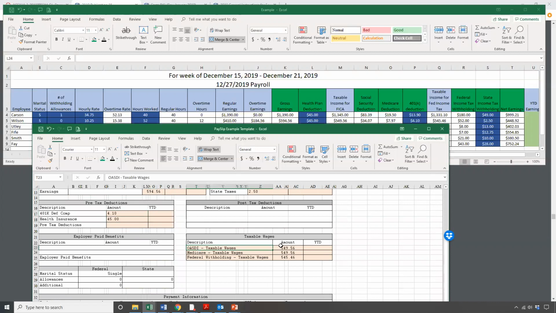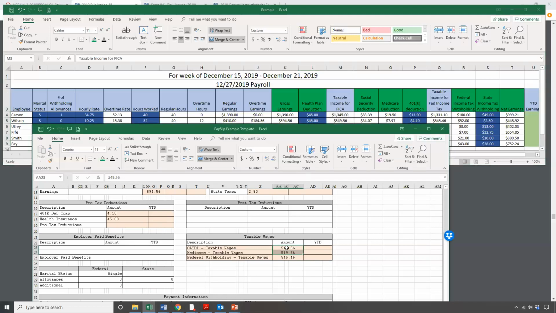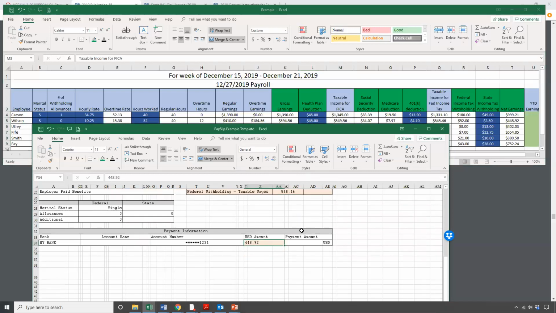So taxable wages, we calculated those above. For our Medicare and Social Security taxes, those are going to come from the taxable income for FICA. So that's going to come from this column right here. So you can see the $549.56 comes from there. And then after we do the deduction for the 401k, we've got the federal withholding, our taxable wages are $545.46. And then down here at the bottom, the amount paid is going to be your net earnings. Okay, so this is just a pay stub that you're filling out.